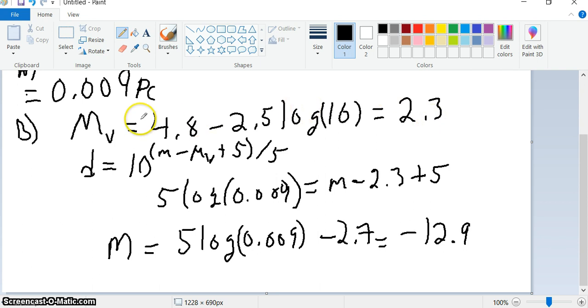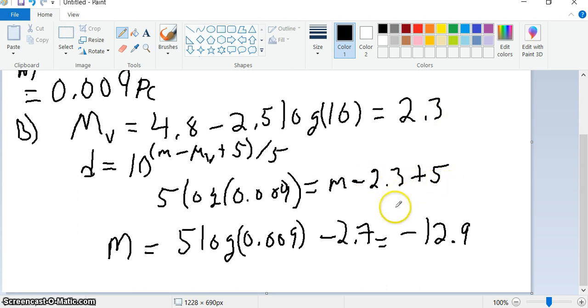Anyhow, that's the absolute magnitude of this object, and we know the object is 0.009 parsecs away, so we put that in for D, right, 0.009. Take the logarithm of both sides so we get everything out of the exponent. And so it turns out that, multiplying both sides by 5, you get 5 times the log of 0.009 is equal to the apparent magnitude, which is what we're solving for, minus the absolute magnitude, which is this number right here, we just calculated that, plus 5.